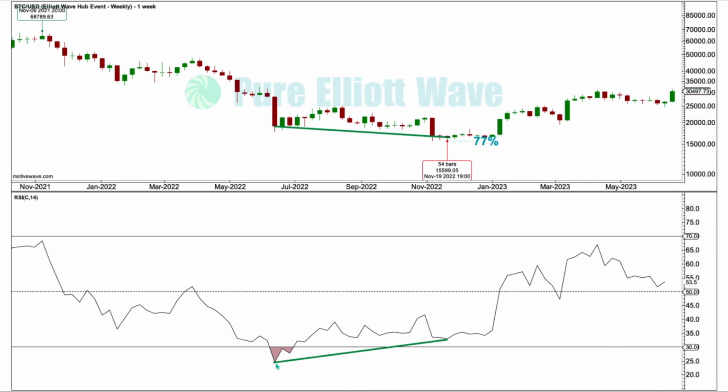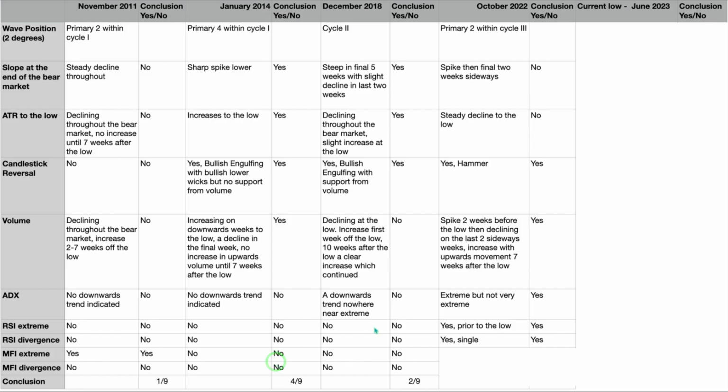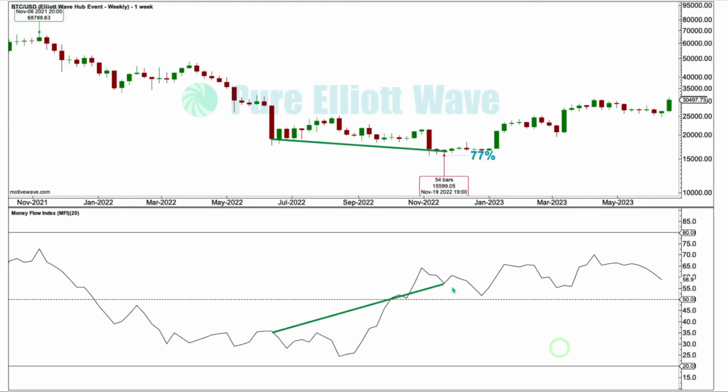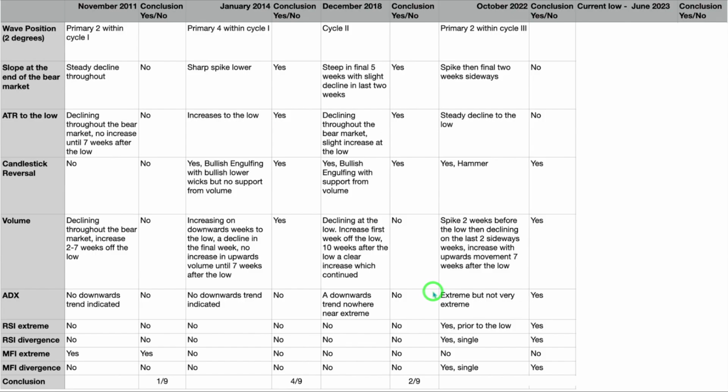RSI had reached oversold back here, and here now it exhibits bullish divergence. RSI has only reached oversold once before in Bitcoin's price history, and that was also associated with a sustained low. So yes, that's extremely bullish. Money flow likewise between the same price points and the same points on money flow, yes. Didn't reach oversold, but it's exhibiting bullish divergence.